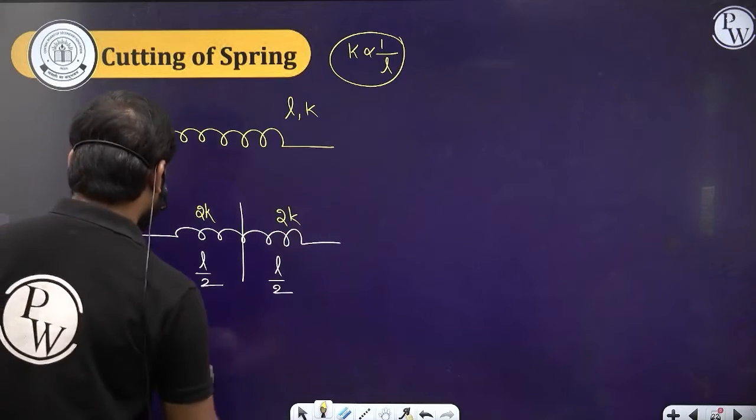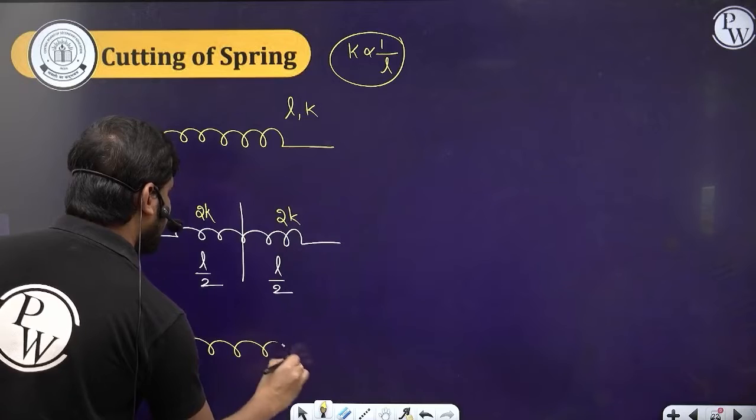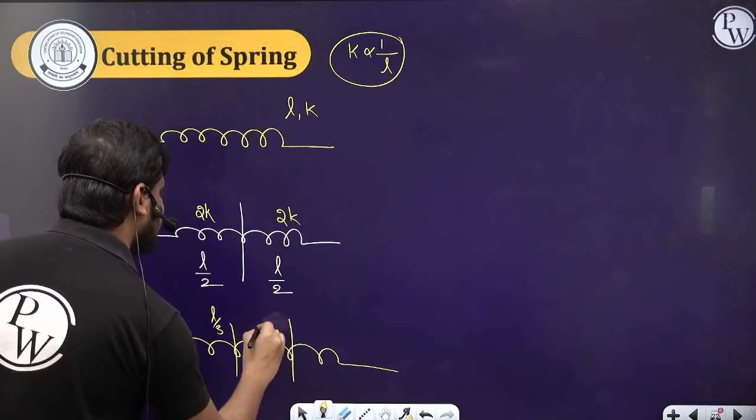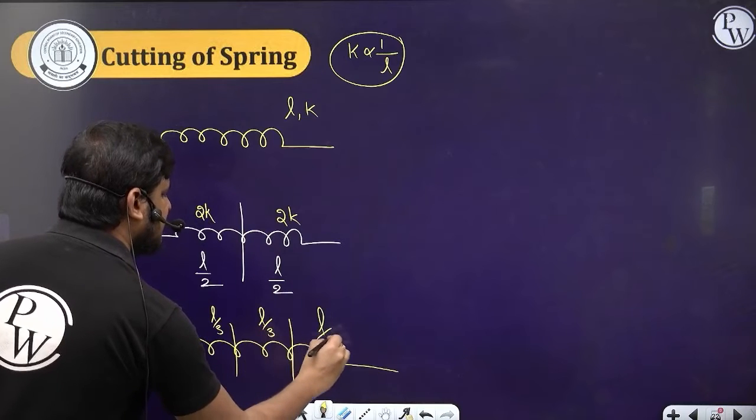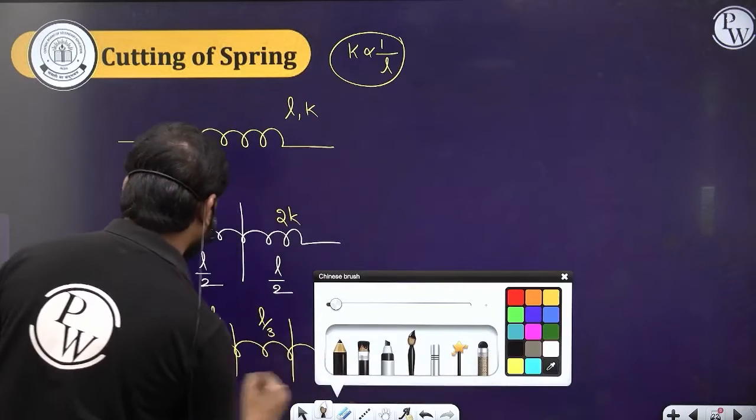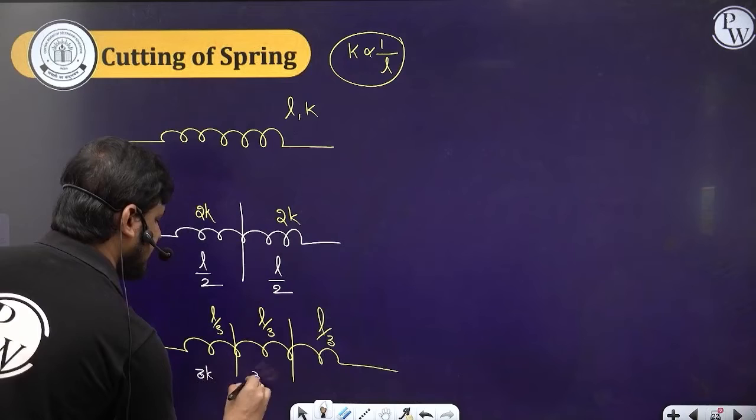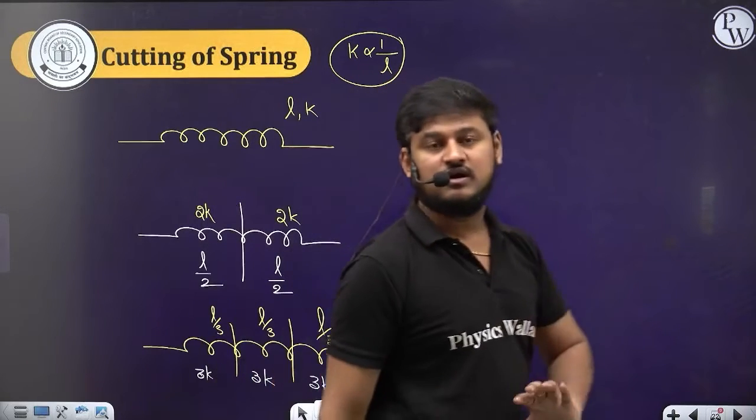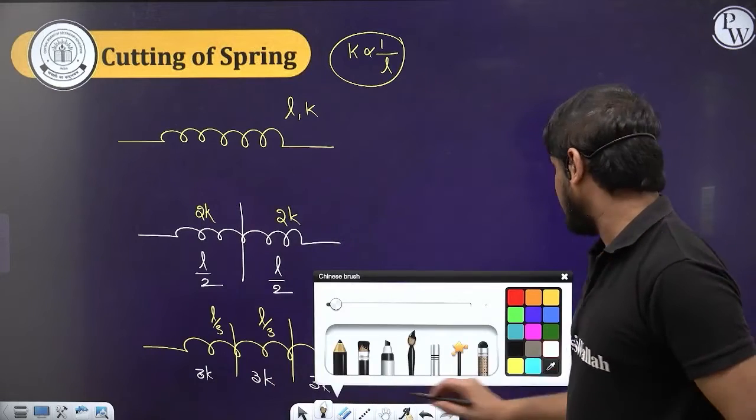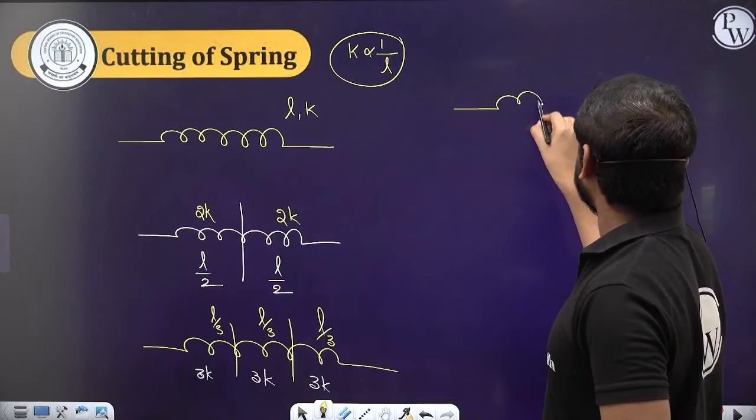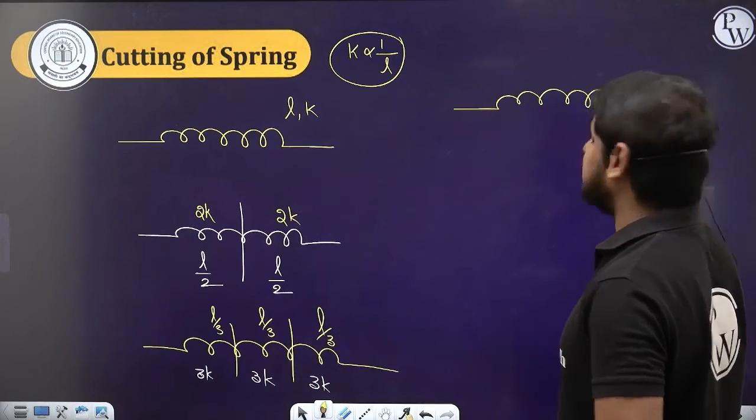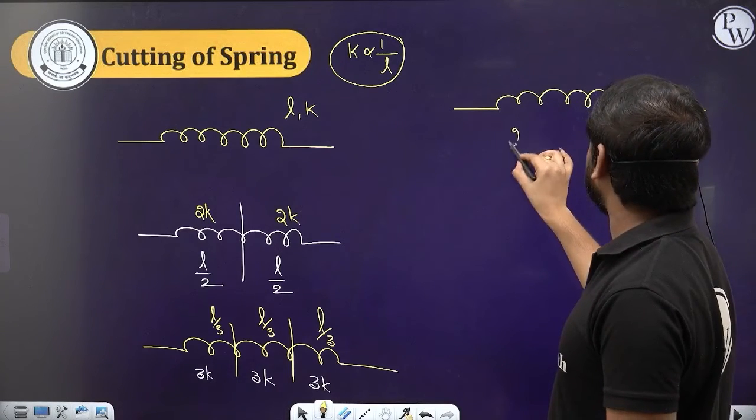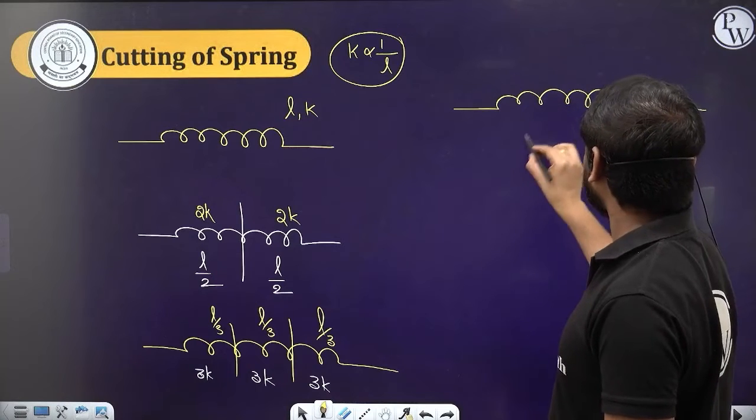Or if I cut this spring into three equal parts, L by 3, L by 3, L by 3, then the spring constants will become 3k, 3k and 3k. So the spring constant is inversely proportional to the length of the spring. Or else, let's say this is a spring of length L and spring constant k. Now it is divided into 2:3:4.